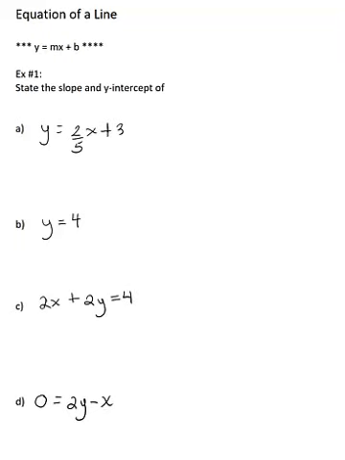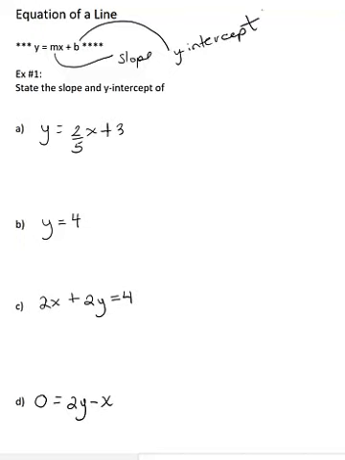Okay, the equation of a line is y equals mx plus b. Hopefully you remember from the m, that's your slope. And the new thing is the b, which is the y-intercept.